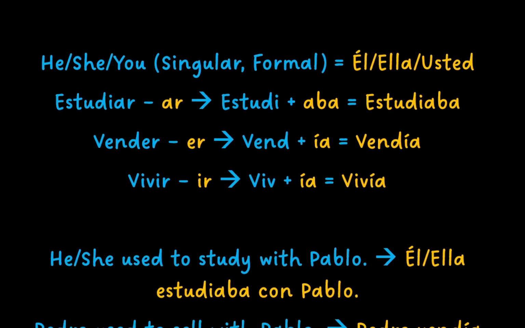He in Spanish is él, she is ella, and you when talking to one person formally is usted. To conjugate these forms, we drop the endings, and for estudiar, we add -aba. And for vender and vivir, we add -ía. So estudiar becomes estudiaba, vender becomes vendía, and vivir becomes vivía.